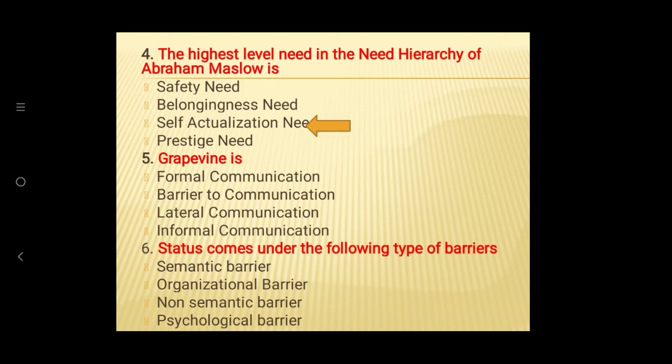Grapevine is formal communication, barrier to communication, lateral communication, informal communication. Actually, grapevine is informal communication. Grapevine, nothing but informal. Now, let us move on. The next question: status comes under the following type of barriers. In the organization, there are so many barriers to communication between people: semantic barrier, organizational, non semantic, and psychological barriers. Here status comes under organizational barrier. Yes, the right answer is organizational barrier.